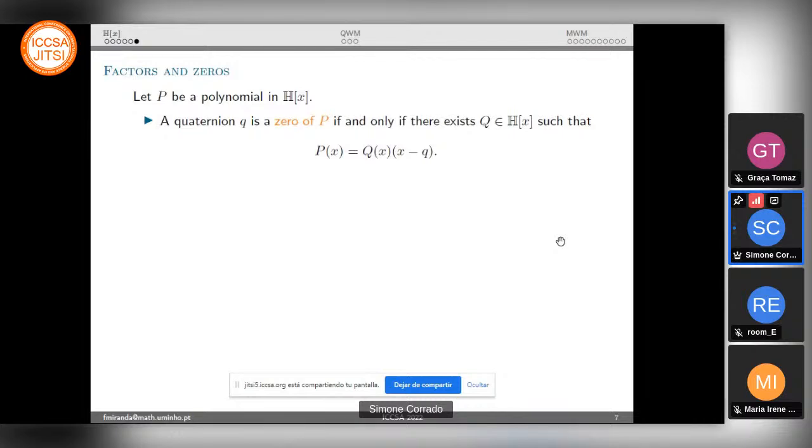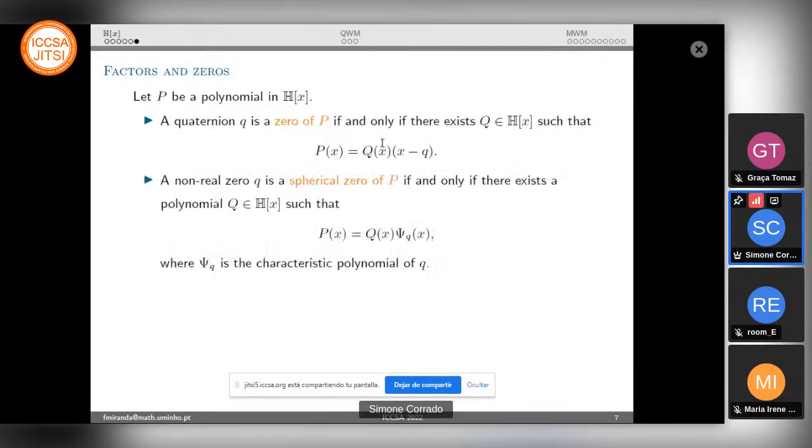If a quaternion Q is a zero of P, then this is in fact an equivalence. Then we can factorize P as Q times x minus Q. If Q is a spherical zero of P, then we can factorize the polynomial P as Q times the characteristic polynomial associated with the spherical zero Q.